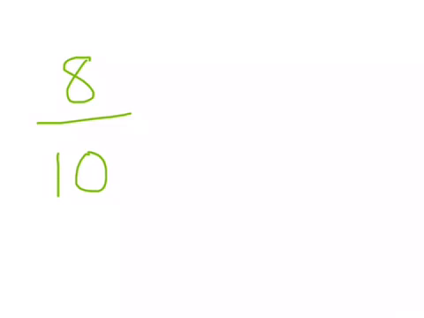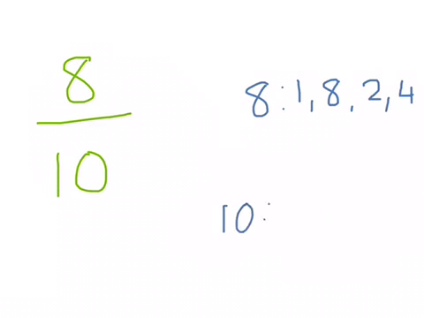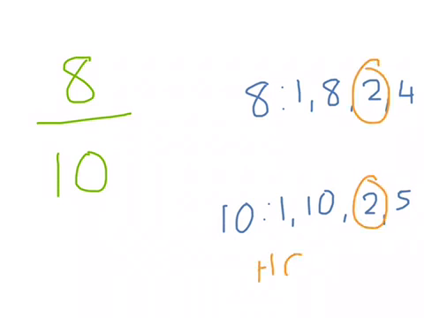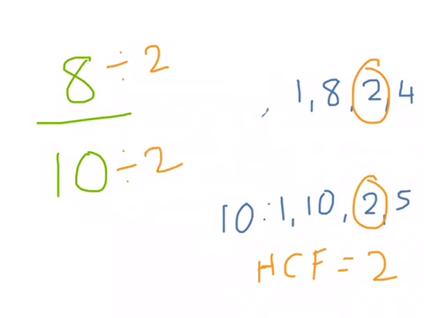If we're looking at our factors, the factors of 8, we've got 1 times 8 and 2 times 4. And my factors of 10, I've got 1 times 10 and 2 times 5. The highest number that goes into both of those would be 2. With that highest common factor, I divide both the numerator and the denominator by 2. So I've got 8 divided by 2 and 10 divided by 2. My simplified fraction is going to end up being 4 on 5.